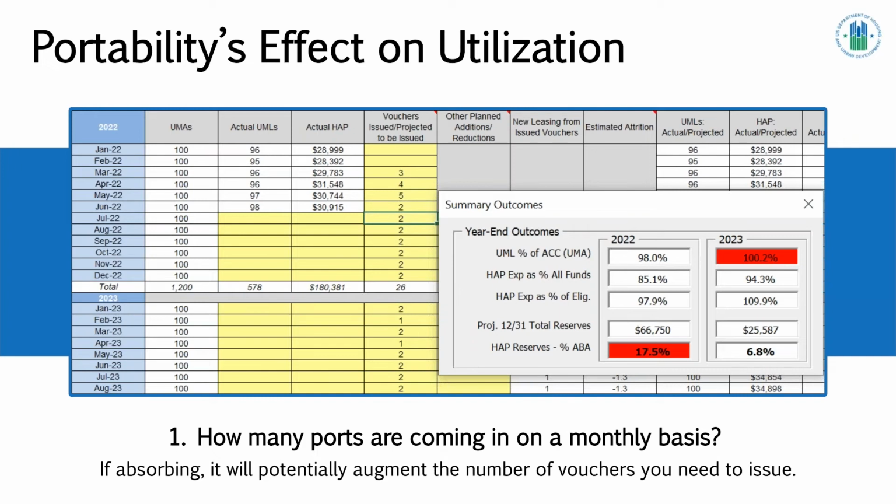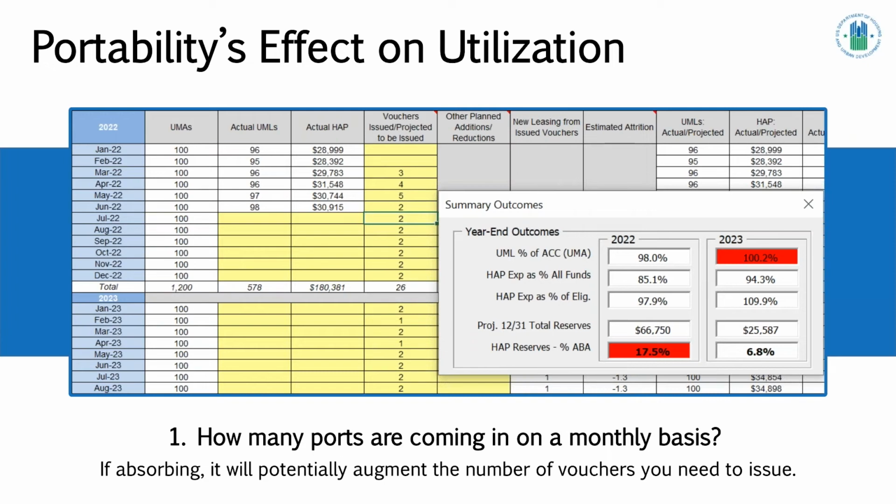When you're using your 2-year tool, you're really counting the number of vouchers that are issued or projected to be issued from your waiting list. And so you're not really putting your ports in there, because those are kind of a wild card. You don't know how many you're going to get on a monthly basis a lot of times unless you know your data. And so if you know how many ports you have coming in, you know what you can and can't do with those ports and whether or not you should absorb or administer those ports.